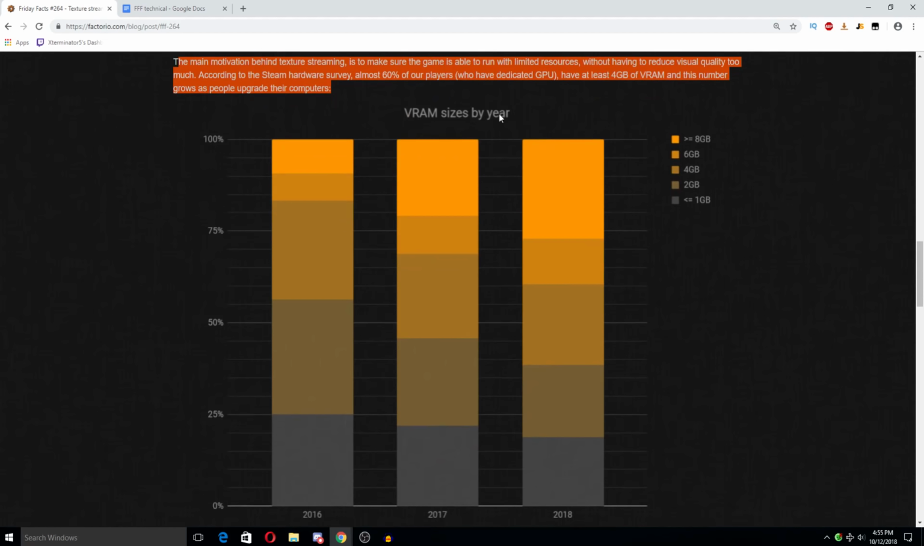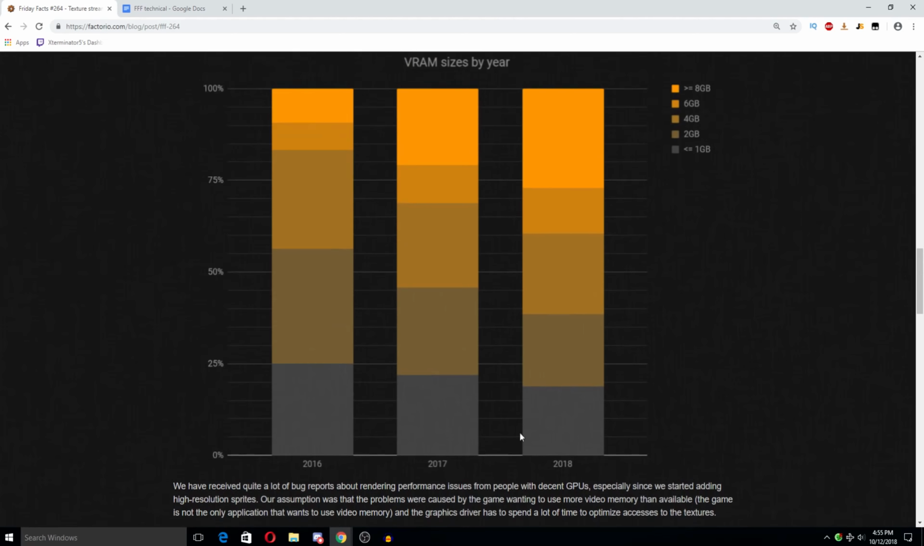So VRAM sizes by year. You can see kind of the colors here and the year. Yeah, so in 2016, less than half of people had 4 or more gigabytes. 2017, we had a little bit over 50%. Now 2018, we have almost 60%.